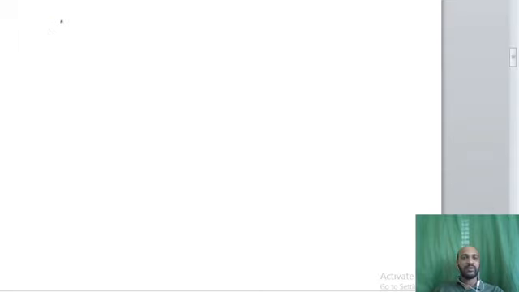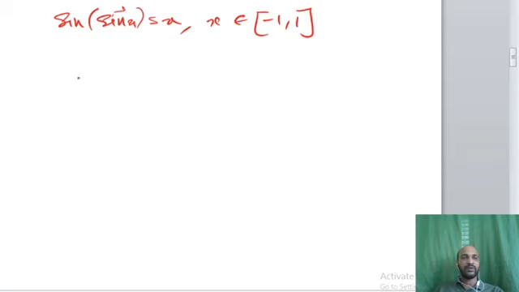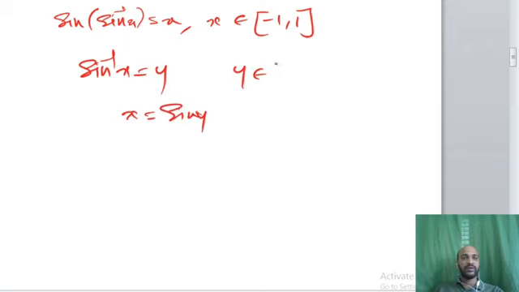Let us consider the first result, that is sin(sin inverse of x) equal to x, where x belongs to the closed interval -1 to 1. This one we can prove like this. Let sin inverse of x equal to y. Then what is x? x equal to sin y. Here you can take y belongs to the closed interval minus pi by 2 to pi by 2, which is the principal branch of sin inverse of x. So sin inverse of x equal to y, then x equal to sin y.